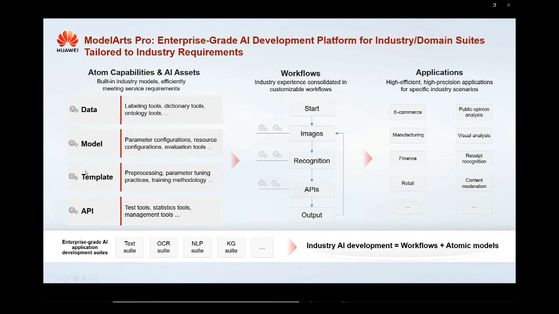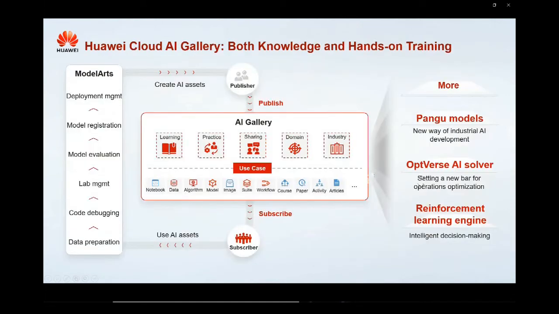And we have some templates. Okay, so you can use the template to build your model. So here are, for example, the text suit, OCR, NLP, and KG, which is knowledge graph. So these suits are for enterprise and industry AI development atomic models. Okay. So maybe there are some cases later.